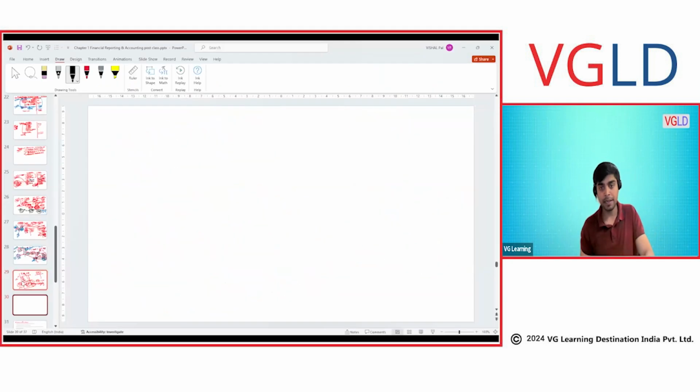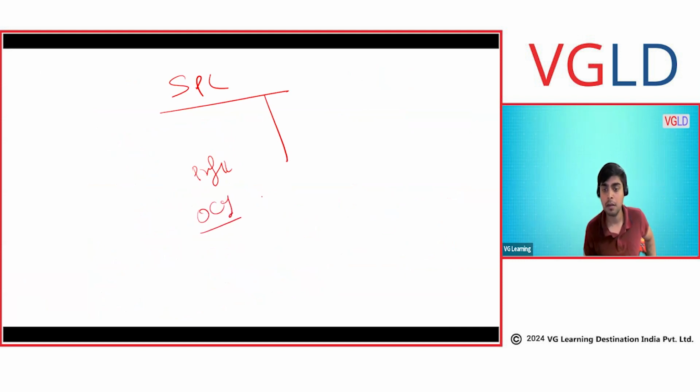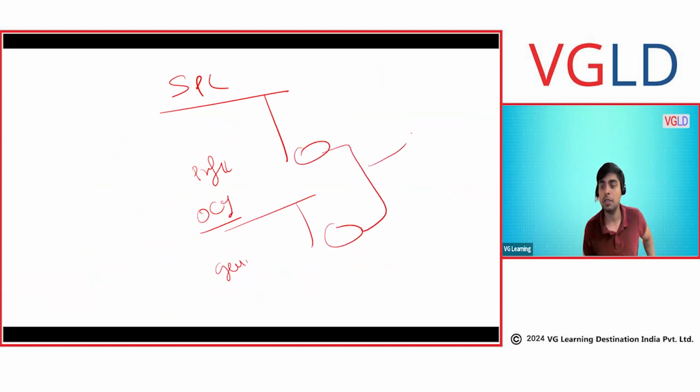Now, coming here. See, I am spending time here because it is important. Don't feel like why I'm repeating the same thing. We have SPL. We have profit here. We have OCI. Let's say we have gain here. All these two go to the equity.